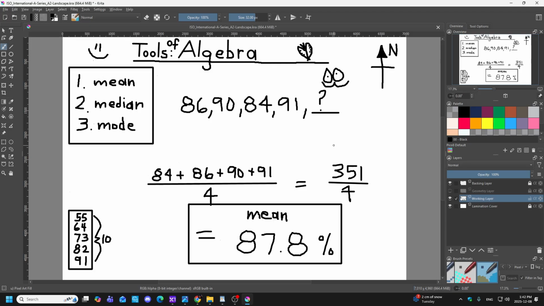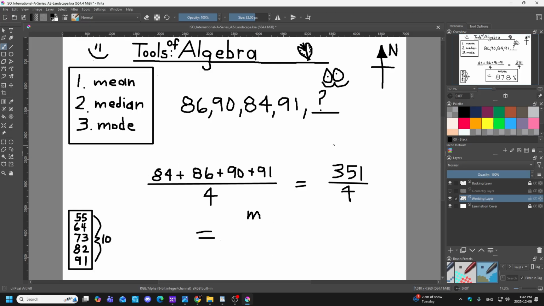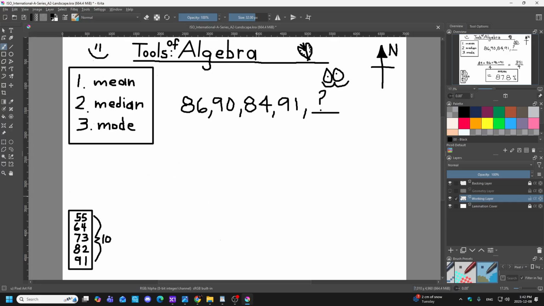But let me show you a quicker, easier way. The teeter-totter. Okay, so that's why I needed the number 351. This total here is, so if I go divided by 4, we get 351, right? Sorry, not divided by 4. We don't want to do that. Okay, that's the total.